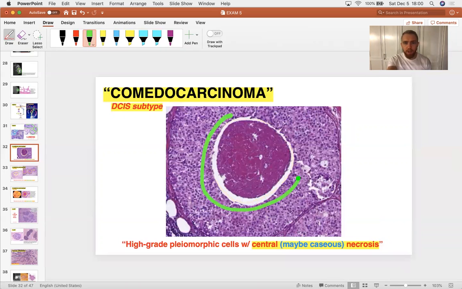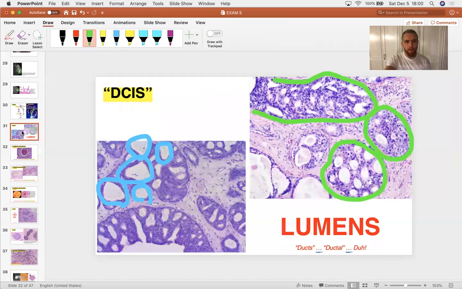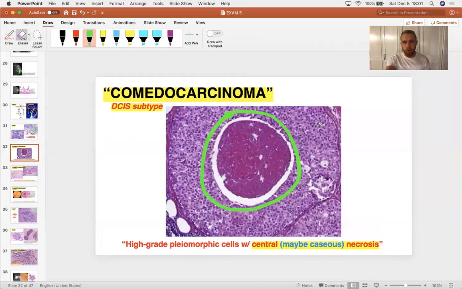Now, when we say central necrosis, what we mean is that there is a duct here. There's clearly some sort of lumen right there in the middle. But instead of it being empty, there's necrotic cells inside that lumen that have sloughed off and are collecting within. That's characteristic for the comedocarcinoma. So again, normal ductal carcinoma, bunch of empty lumens all over the place. Comedocarcinoma also has lumens, but you see necrotic cells within those lumens.